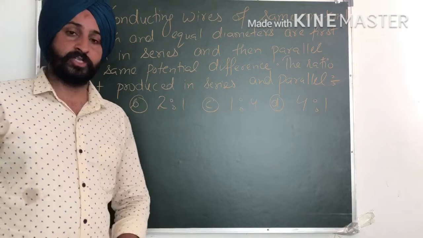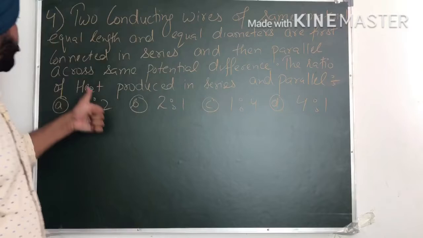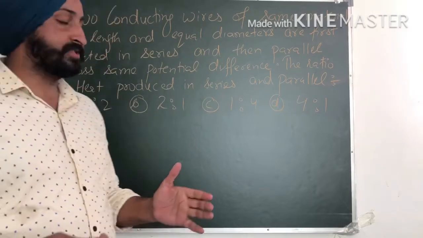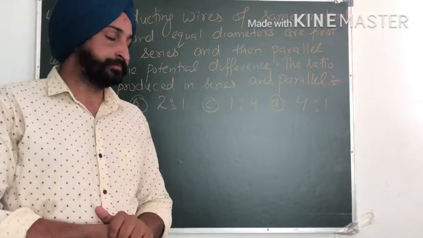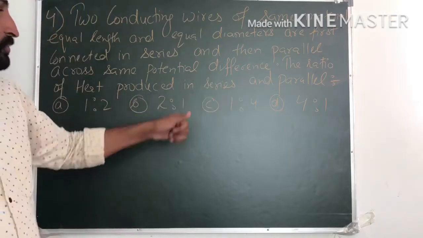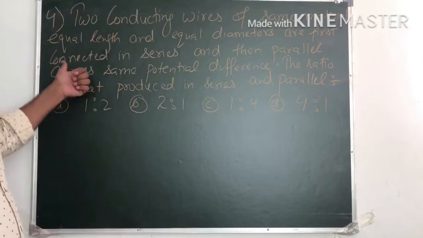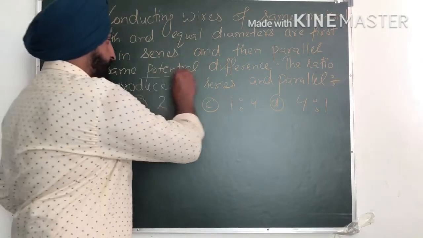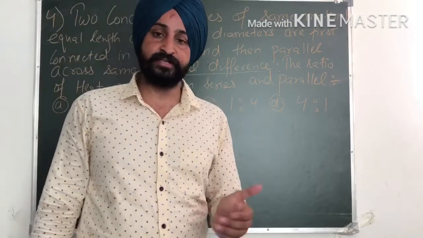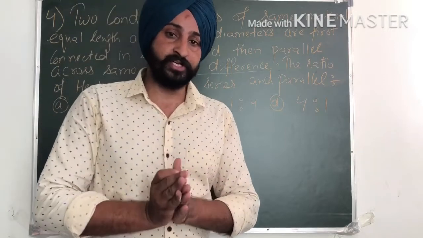So here is our question number 4. Here we are given two conducting wires of the same material and equal lengths and equal diameters. They are first connected in series and then they are connected in parallel. So we have to calculate the ratio of heat produced in series and in parallel. What else is given? They are connected to the same potential difference, both when they were connected in series and when they are connected in parallel. In both cases, they are connected with the same potential difference.